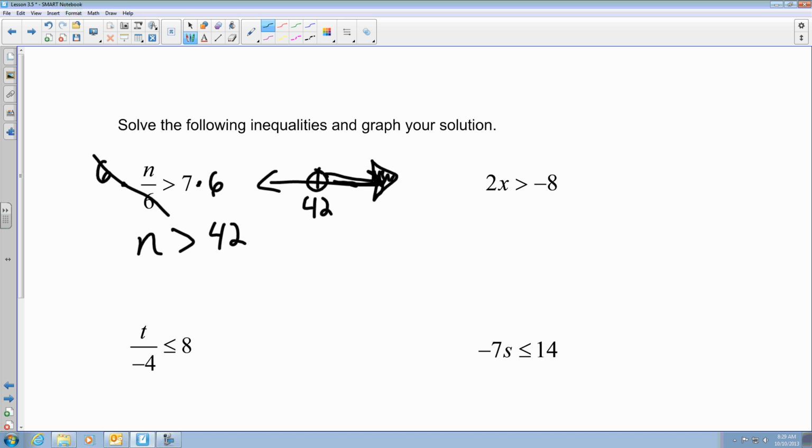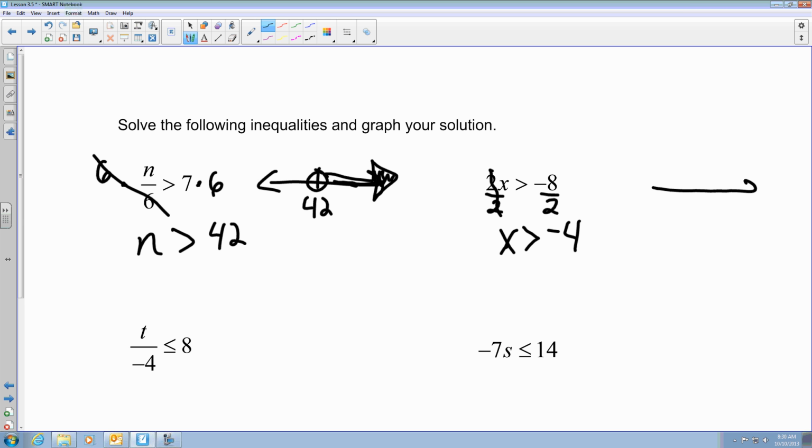Okay? Looking at 2x is greater than negative 8, in order to get x by itself, I must divide both sides by 2, which cancels out here, which leaves me with x, and I divide it by a positive 2, so the inequality stays the same, and it is a negative 4.